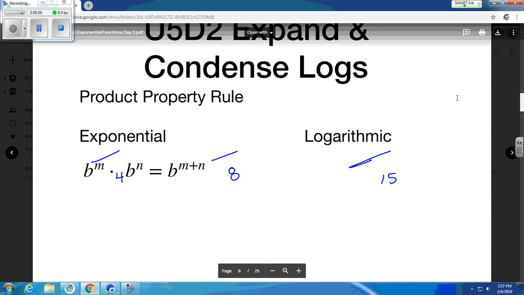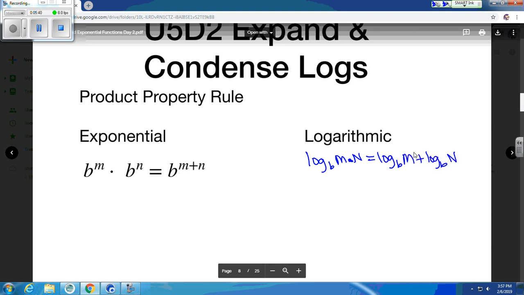Next, we're going to look at the product property rule. In the exponential world, if we are multiplying like bases, we get to add the exponents. In the logarithmic world, we're going to have a similar rule. When we have a multiplying log with the same base, we can expand that by taking log base b of m plus log base b of n. So we have addition in our exponent rule, and we have addition in our logarithmic rule.